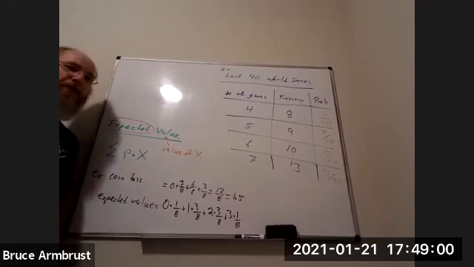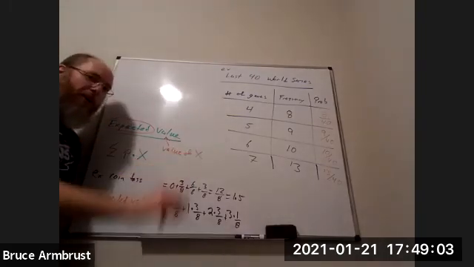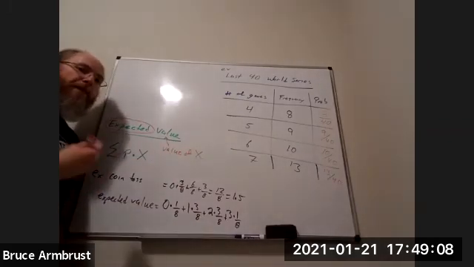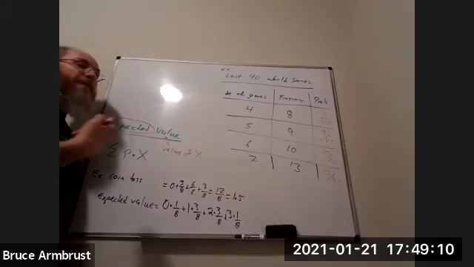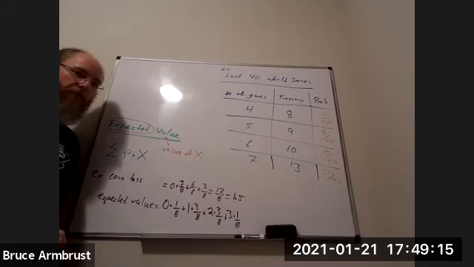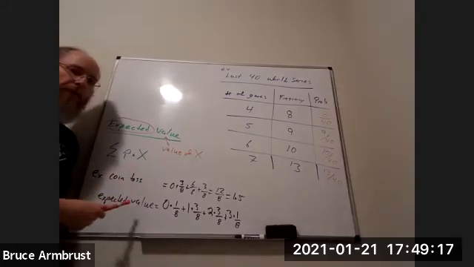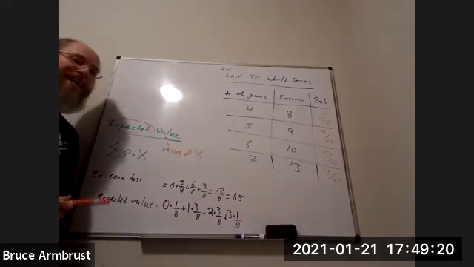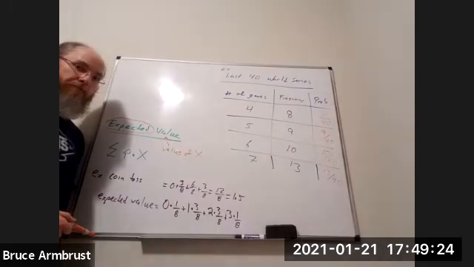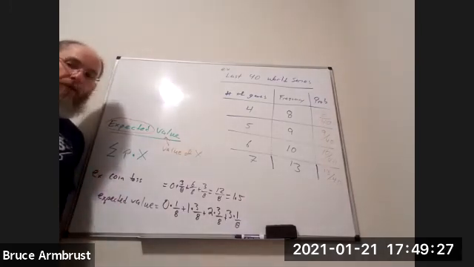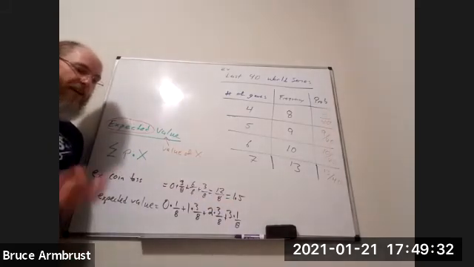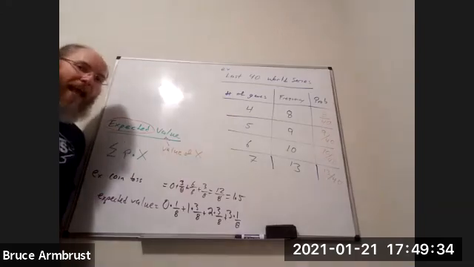So expected value means long haul. If we do this a lot, this is what value the variable should take on. In the case of the coin toss, remember what our variable was? It was the number of heads that we should get. What this is saying is that over the long run, we should get on average 1.5 heads.